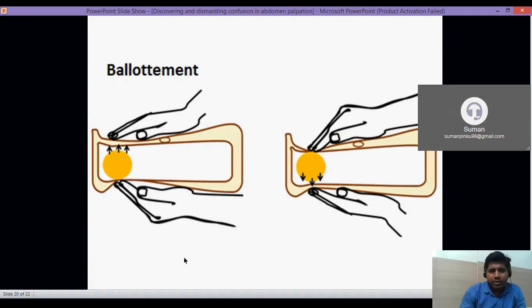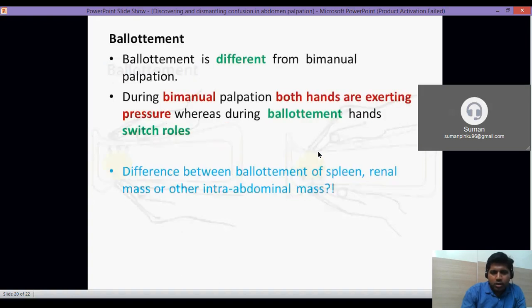See, this is ballottement, right? In ballottement, it's like playing with a ping pong ball. If you look at the image, you're just going to play with it. This left hand is pressed and the right hand is waiting to catch the ball, just palpate the ball. And in the next stage, the upper hand pushes the ball towards the left hand. Can you see this, Suman? Yes, sir.